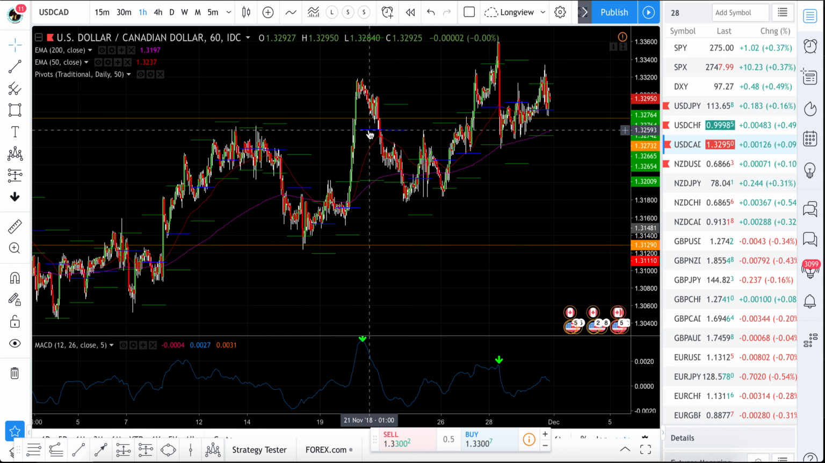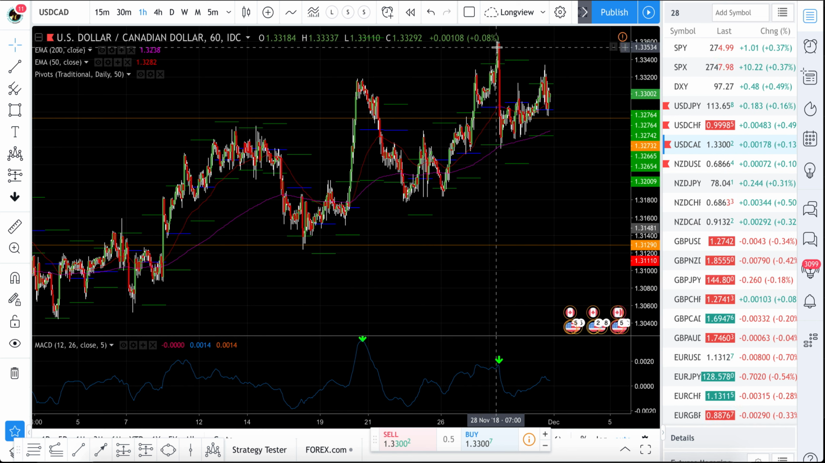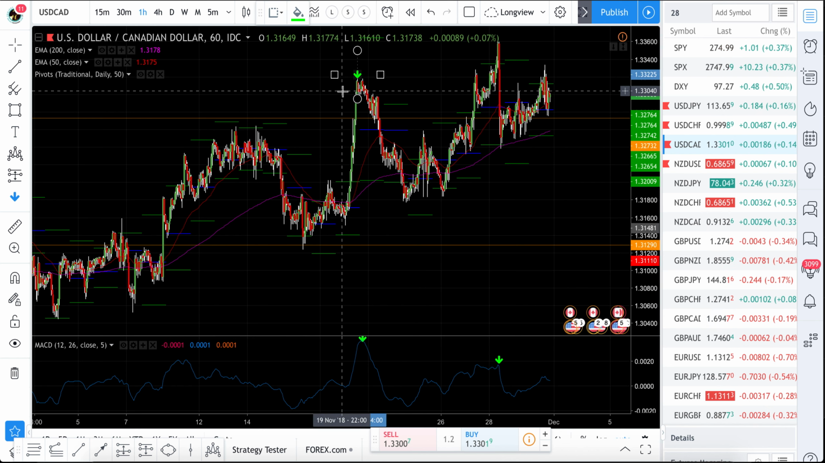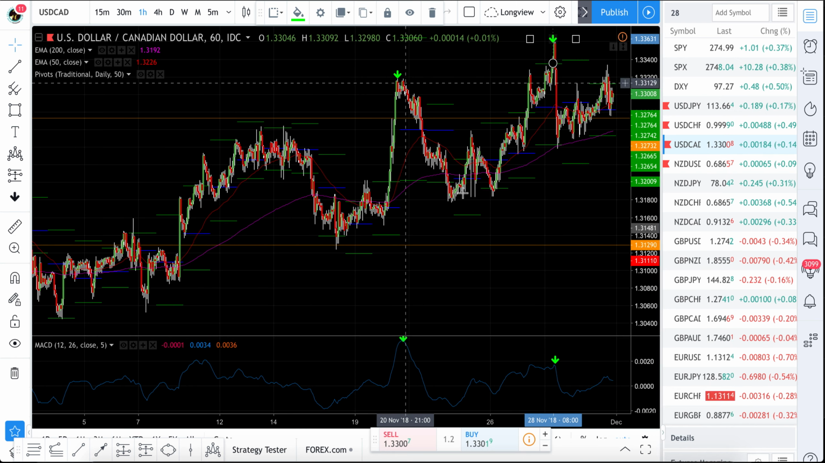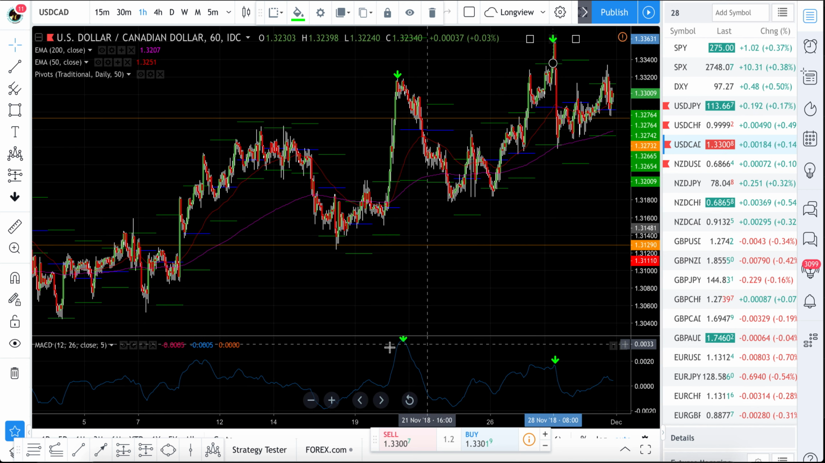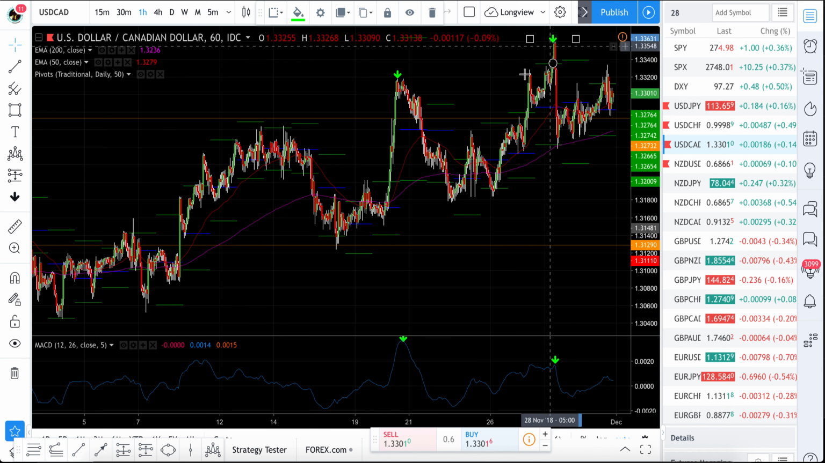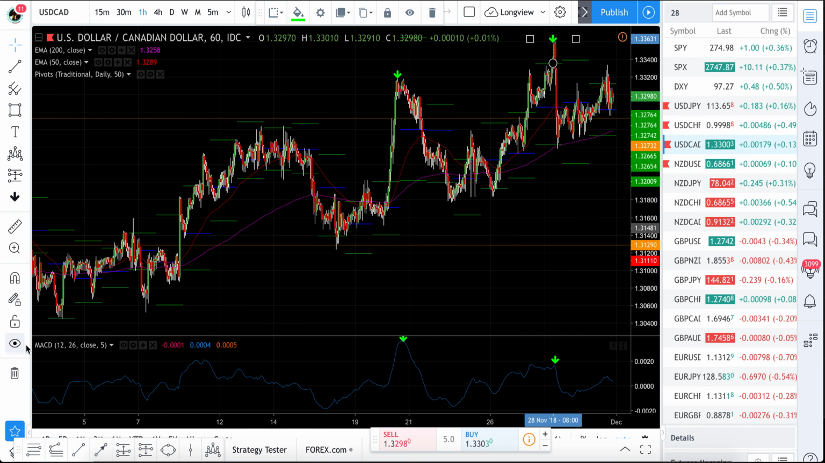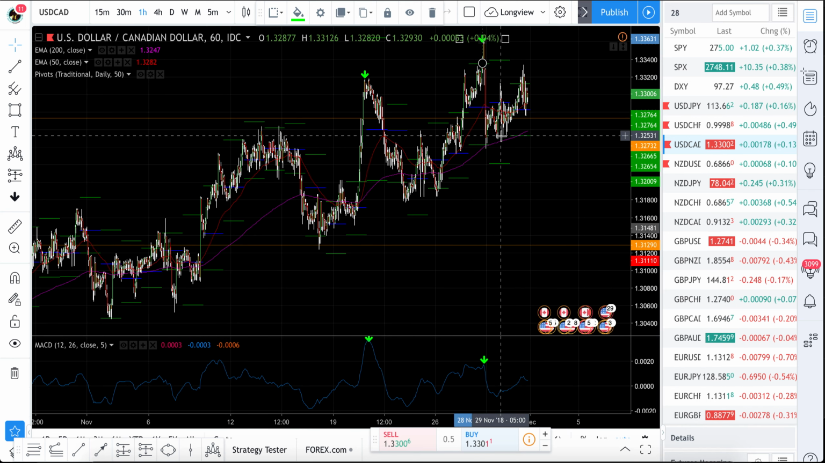So let me show you this here. This and this is divergent. Let me make it a little more plain. These two levels are divergent, opposite of what's going on on screen. This says that this level's higher, this level's lower. This says this level's lower, this level's higher. It's the opposite. You always want to go with the indicator as far as MACD goes and using MACD divergence. So I'm expecting this to drop off.